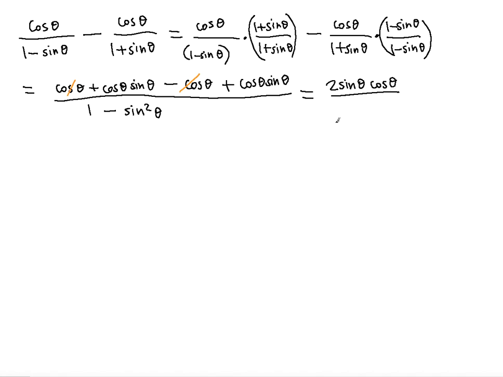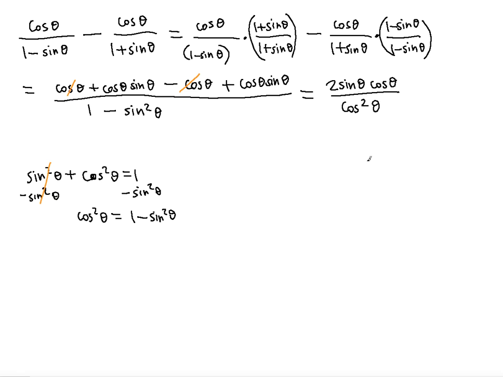The denominator will be simplified by using the famous trig identity: sine squared theta plus cosine squared theta is equal to 1. So for 1 minus sine squared theta, if you subtract sine squared from both sides, what are you going to get? You're going to get cosine squared is equal to 1 minus sine squared, right? So 1 minus sine squared theta is equal to cosine squared theta.